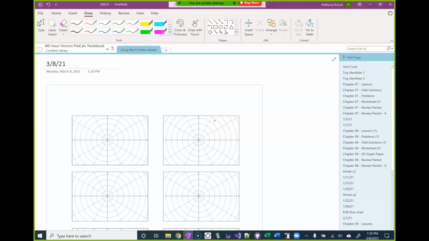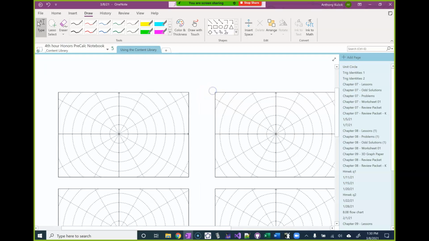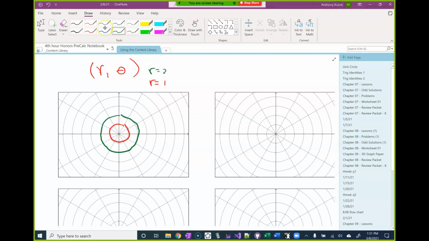So the polar coordinate system, we plot our points as r comma theta. So r is our radius and theta is our standard form angle. Each one of these circles is a different radius. So this first is r equals 1. The next circle is r equals 2, and so on and so forth.